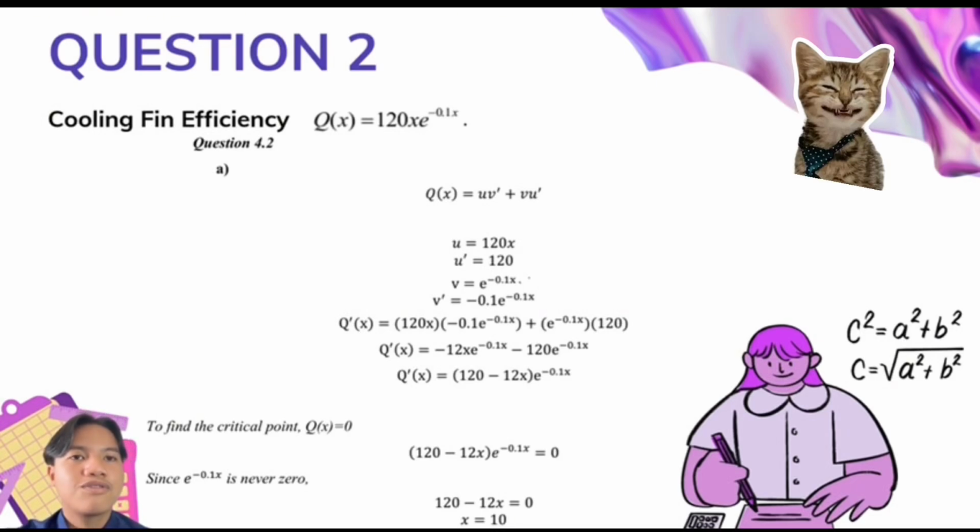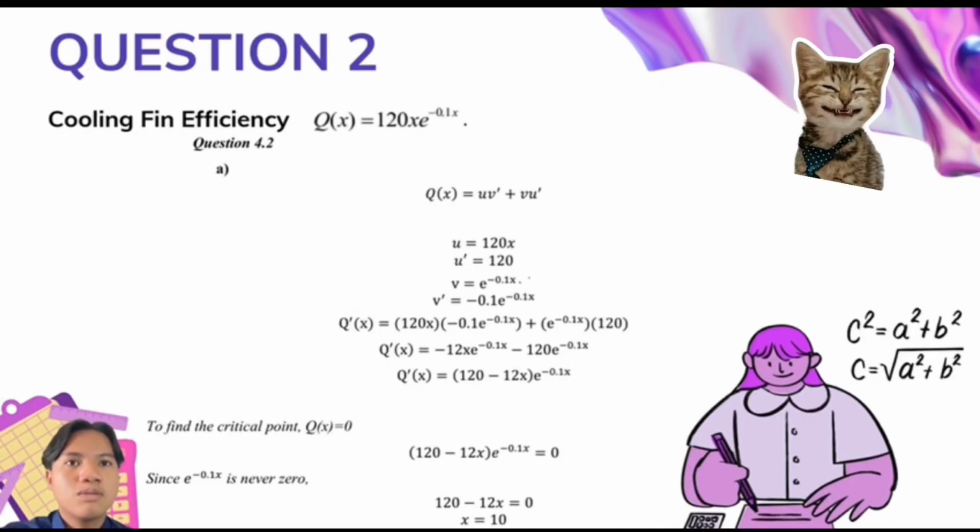I would like to explain the digital solution step for question number 2, which is cooling fin efficiency. The heat transfer rate of the cooling fin is given by Q(x) equal to 120x e to the power of negative 0.1x, where x is the fin length in centimeters. How can we find the optimal fin length x that maximizes heat dissipation? First, we have to differentiate the given equation. Since the equation has more than one function multiplied together, we must use the product rule. By using the product rule, we can find the maximum point where Q prime x is equal to 0.